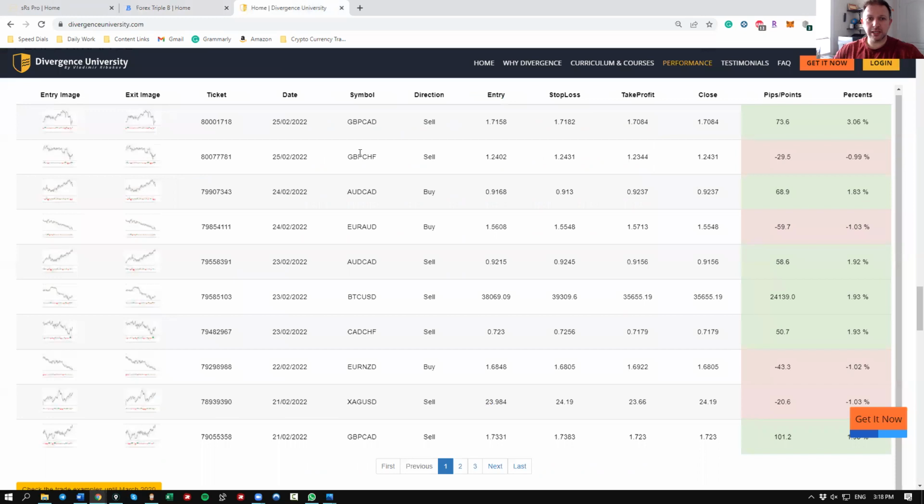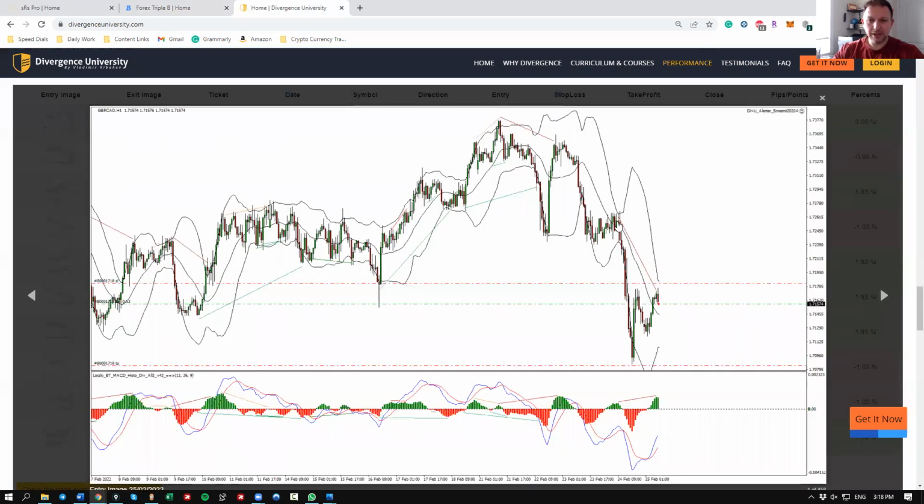The next one is the Divergence University. And there are 3 trades I want to discuss. 2 trades here on the pounds and 1 trade on Aussie CAD. So let's start with the pounds because they both rely on the same technique. What do we have here? Clear trending structure to the downside. The previous swing low is broken.